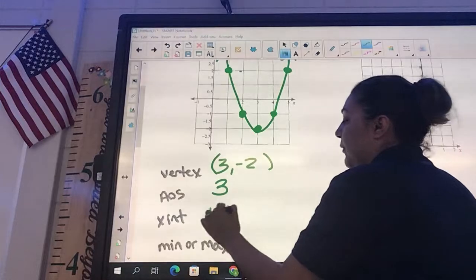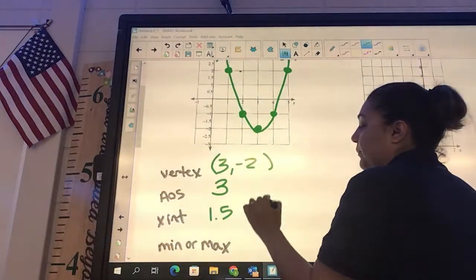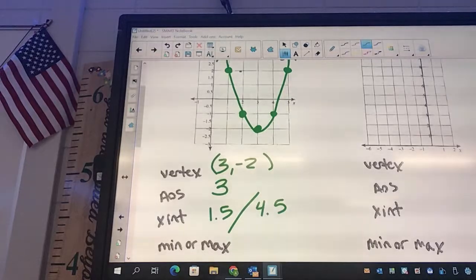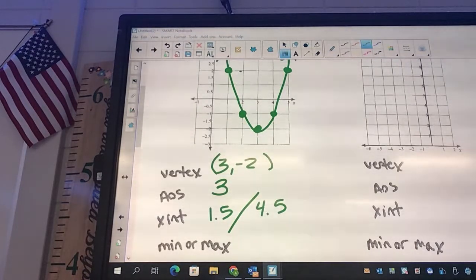X-intercepts. 1.5, 4.5. If you put something, remember, don't use a comma, use a slash. If you put something between 1 and 2 and 4 and 5, I will accept that, okay? Maybe it's 4.8, you put 4.2, okay, I will accept any of those. Does this have a min or a max? Min.